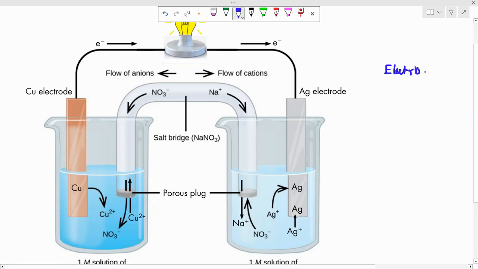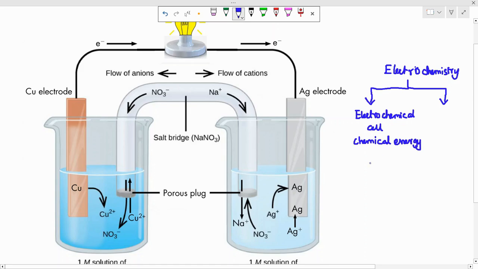So electrochemistry has two typical parts. One is electrochemical cell, which converts chemical energy into electrical energy. Electrochemical cell is a device which can be used to convert chemical energy. So what is chemical energy? Have you got any chemical energy from the stoichiometric equation? Yes, actually we will get some heat energy, delta H.